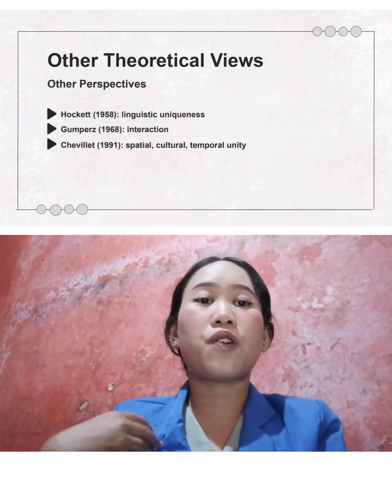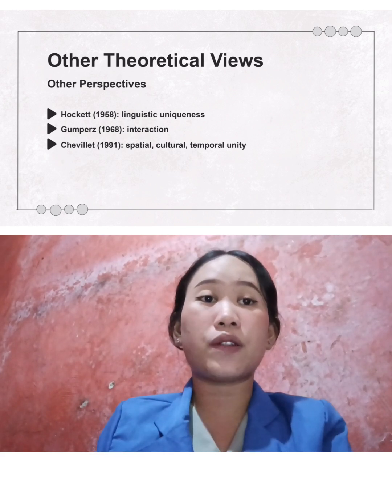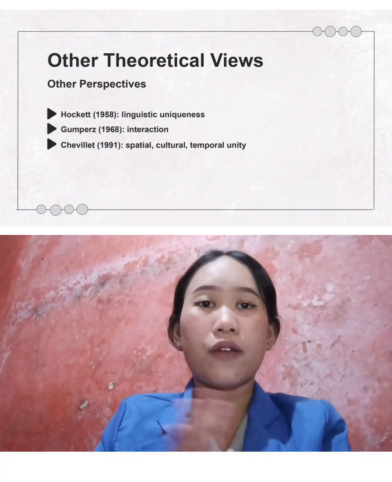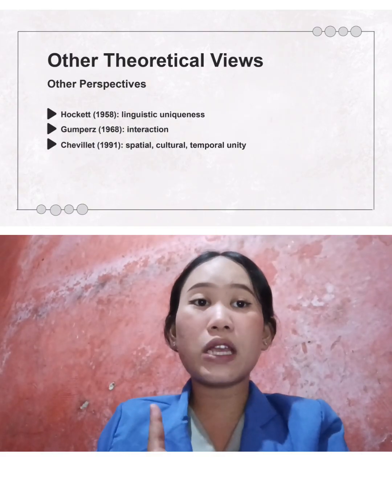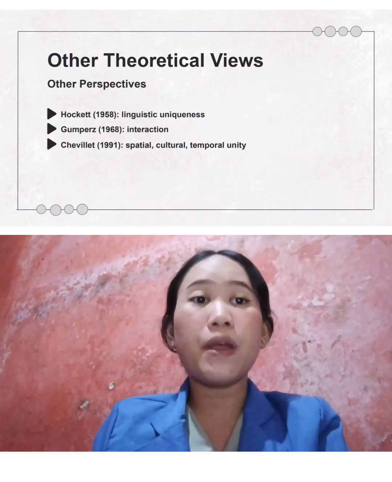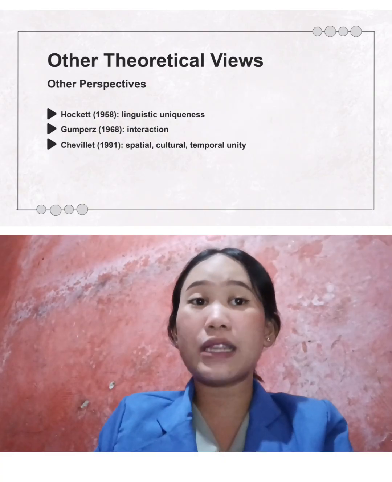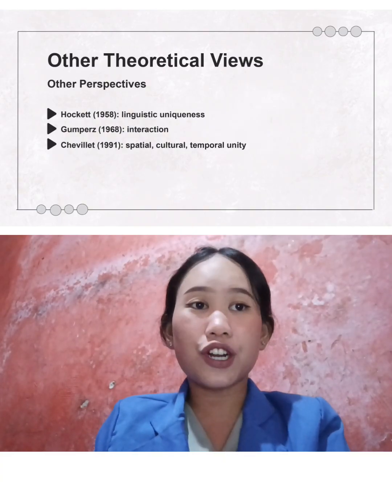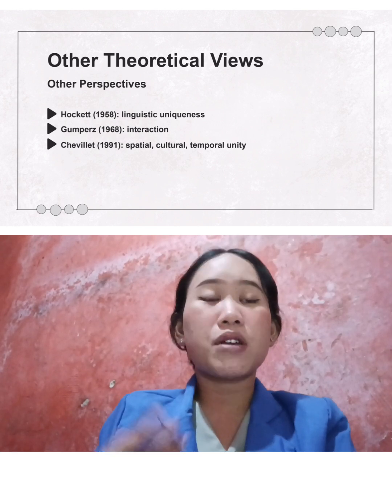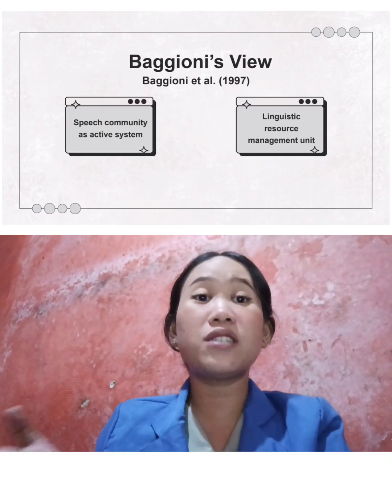Other linguists have also contributed to the definition of speech community. Hockett defines a speech community based on linguistic uniqueness, meaning speakers of the same language form one community. However, this view is limited because one language can have many varieties. Gumperz then argues that interaction within a group is more important than language similarity. Sheffield later adds that a speech community must share spatial, cultural, and temporal unity. This shows that speech community isn't only about language, but also about social and cultural context. Next slide is Bagioni's view.